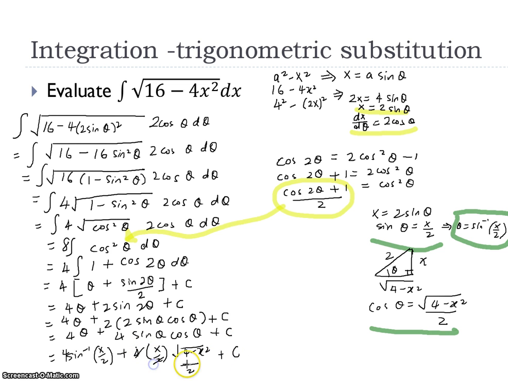The 4 and these 2, we just cancel off. So we end up with 4 inverse sine of x divided by 2 plus x multiplied with the square root of 4 subtract x squared plus c. Since this one cancels off, we just erase it. So this is our final answer to evaluate this integral by using trigonometric substitution.